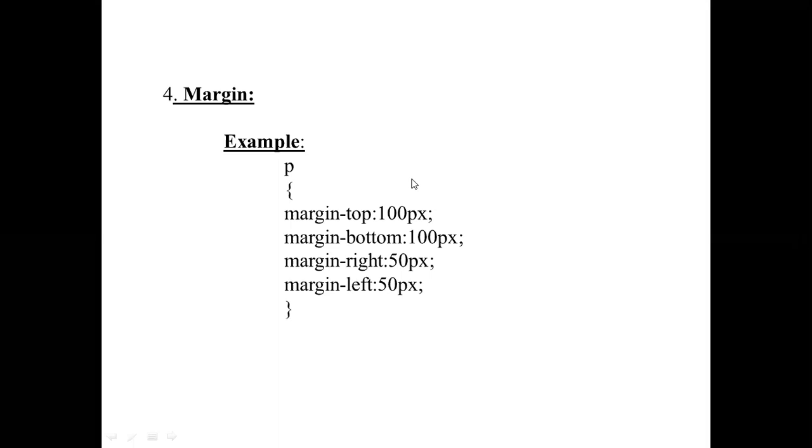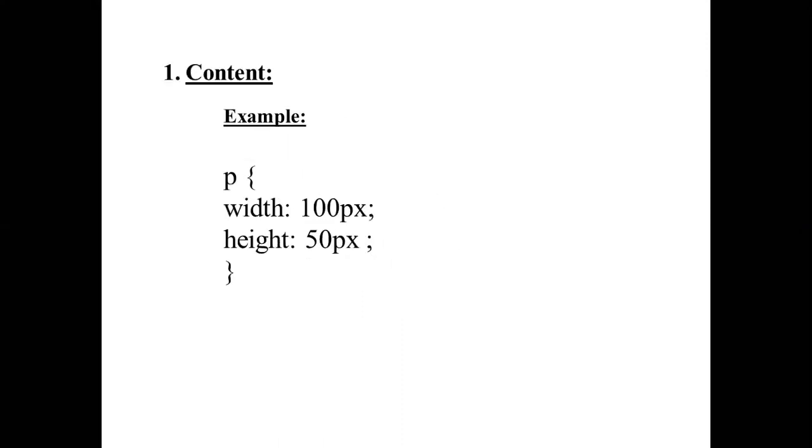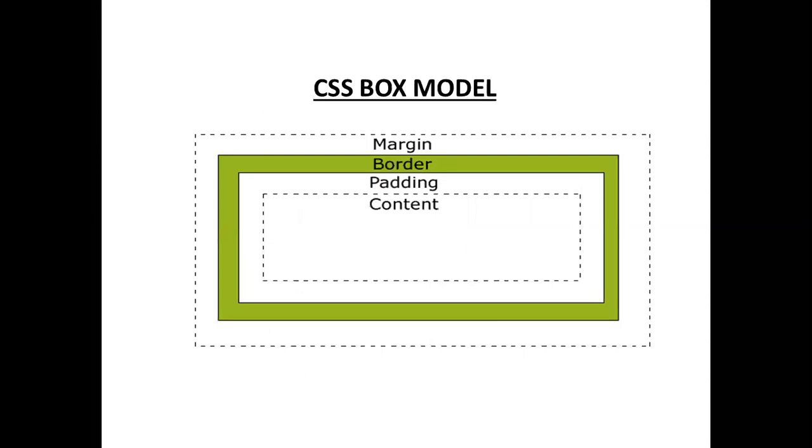Next, margin. The margin is the area outside the border. This margin is completely invisible. The top margin, bottom margin, right margin and left margin can be changed independently using separate properties. Suppose you want to define the top margin: margin-top: 100px. So these are the four parts of the CSS box model.